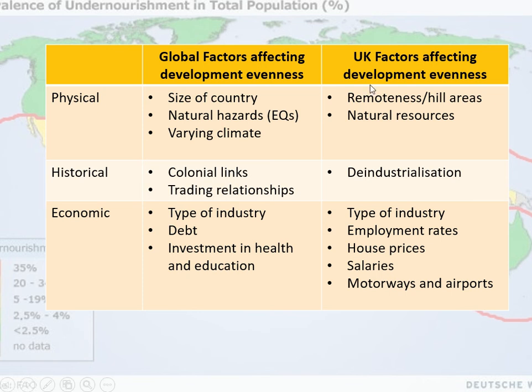Physical factors that affect the UK regionally are more to do with: have we got mountainous areas? Have we got hilly areas? And we know that we do, the Highlands and parts of the northwest of the UK. And what natural resources there are.